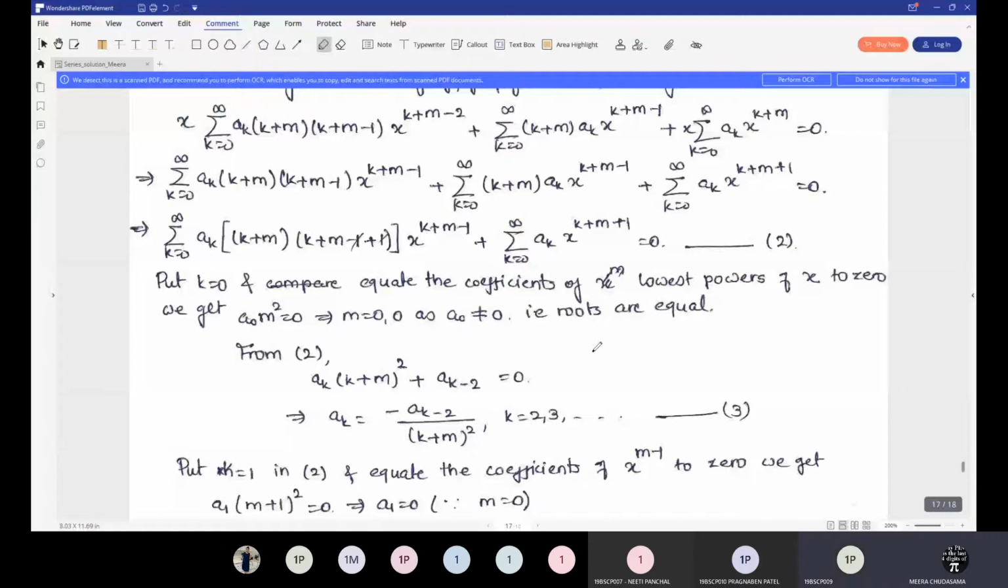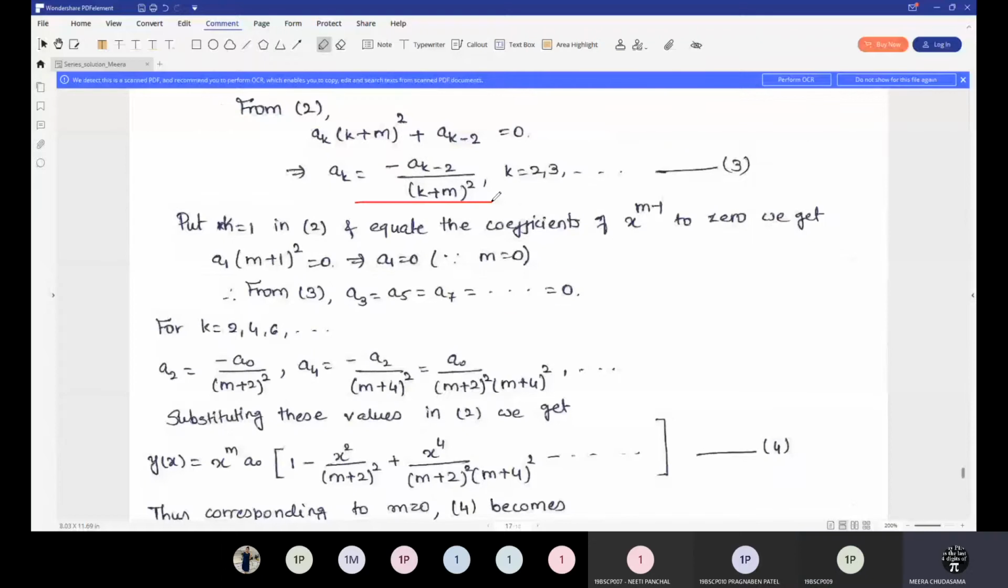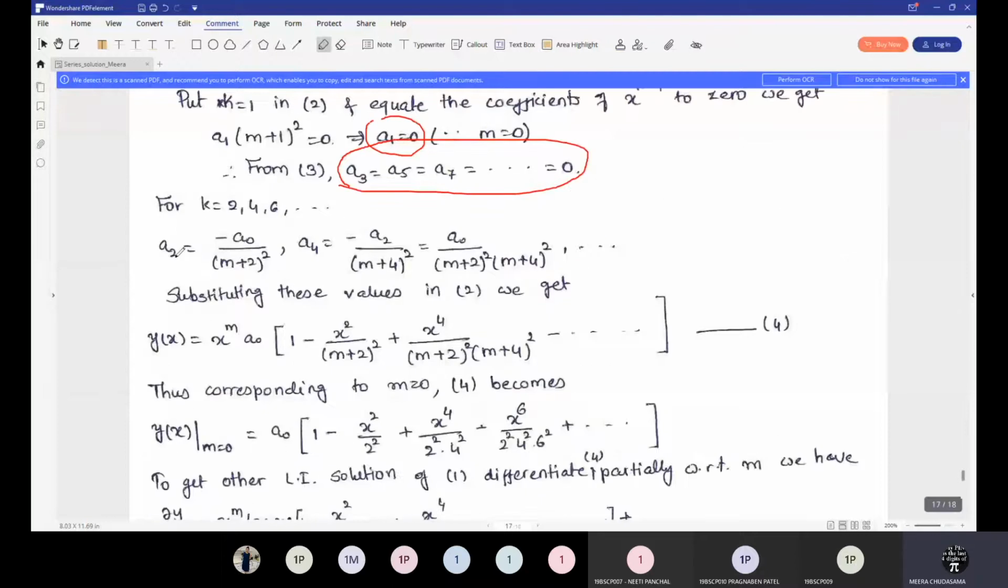This is the recurrence relation we will get, and since it is with the difference 2, here you can see ak and a(k-2). So we have to find the corresponding a1, and a1 is 0, therefore all other odd suffixes will also be 0. So we have found the even suffix coefficients and their values, and then finally we arrive at this particular solution.